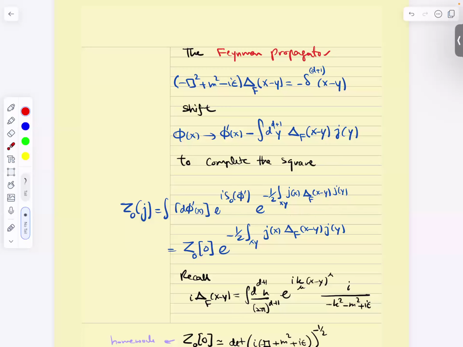Under such a change, I'm going to end up with e to the power of i S0 of phi prime, the path integral over phi prime, and then a contribution that does not depend on phi. So this comes out completely. And my Z0 of j is Z0 of 0 multiplied by this expression. Just completing a square. You recall what the Feynman propagator was. This was the expression for it covariantly.